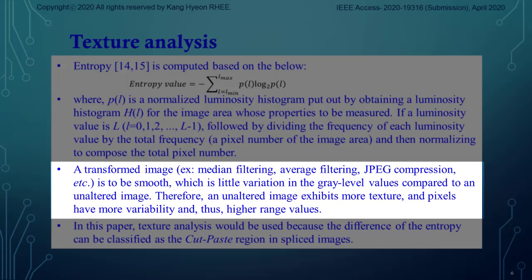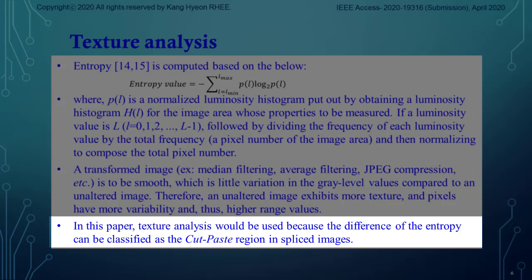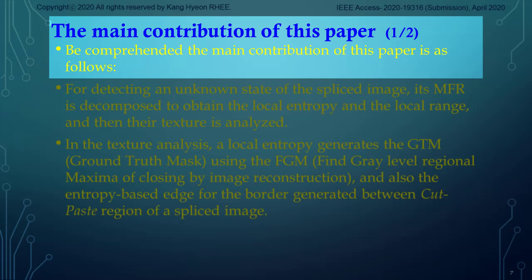A transformed image, for example by median filtering, average filtering, JPEG compression, etc., is smooth, which means there is little variation in the gray level values compared to an unaltered image. Therefore, an unaltered image exhibits more texture, and pixels have more variability and, thus, higher range values. In this paper, texture analysis is used because the difference of the entropy can classify the cut-paste region in spliced images.